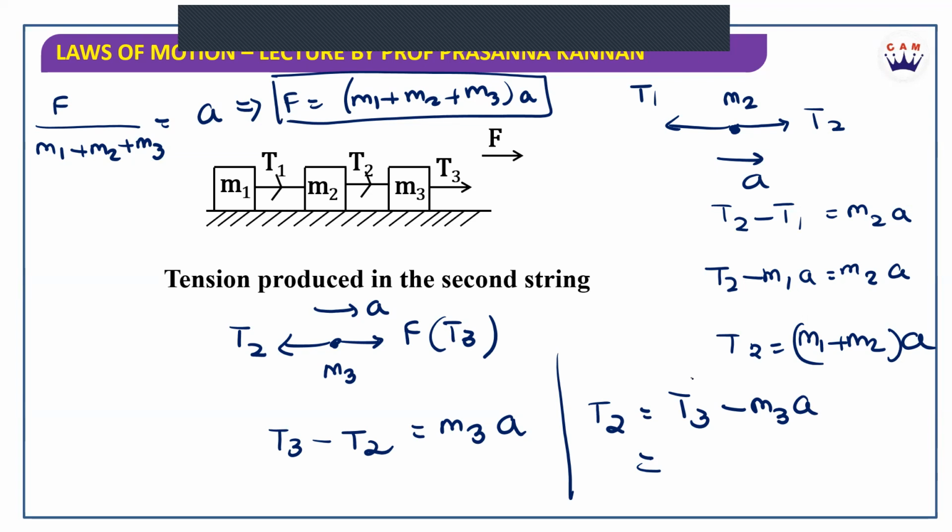What is T3? T3 is nothing but F. Therefore, F is nothing but, what will get cancelled? M3A will get cancelled so that you will get what? Same answer what you got there.